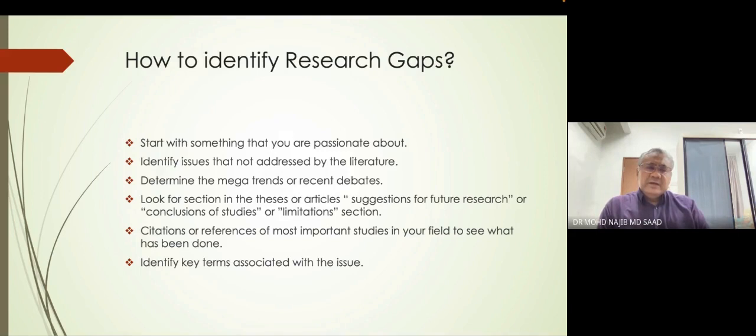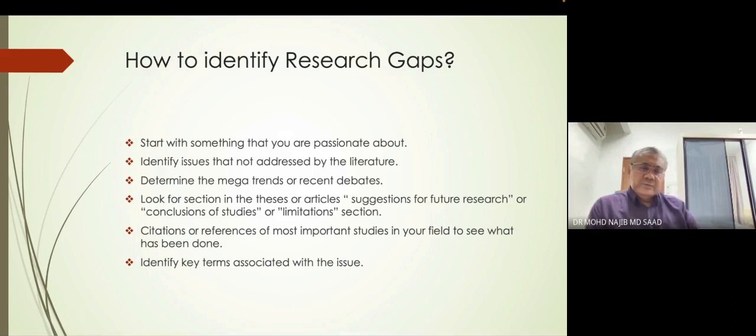Another way to identify a research gap is by looking at certain sections. For example, looking at the suggestions for future research, the conclusion of the study, or the limitation section. These three sections will help us identify what the future directions are, what the limitations are, or what the untapped areas are that we should focus on in order to identify a research gap.